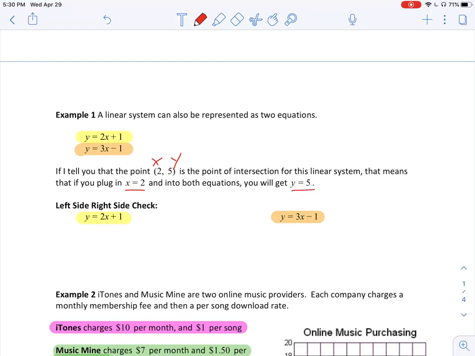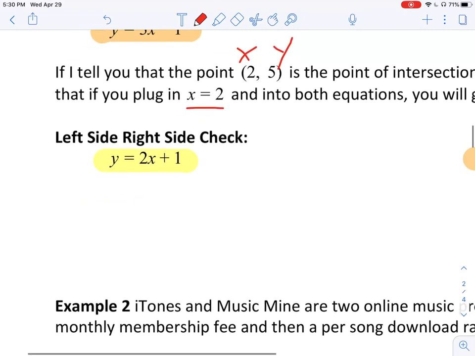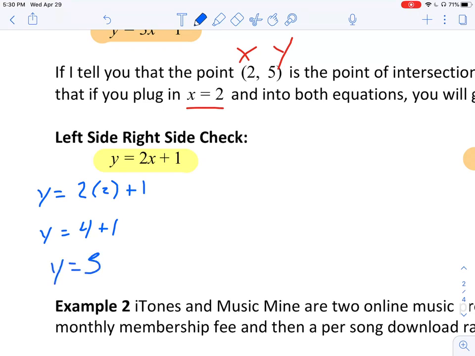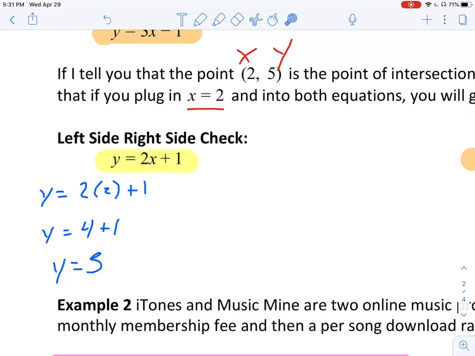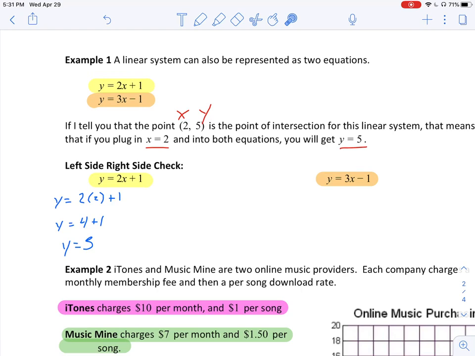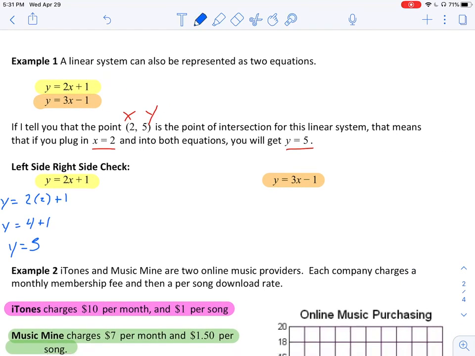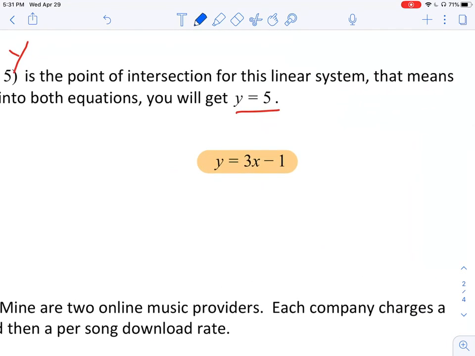So I'm going to do that method first. So I'm going to leave my y. y is equal to 2 in brackets 2, because that's the x value, plus 1. y equals 4 plus 1. y is equal to 5. Now, is our y value 5? Yes, it is. So if I plug in both values of x and y into the equation, because this is another way you could do it, they need to balance out.